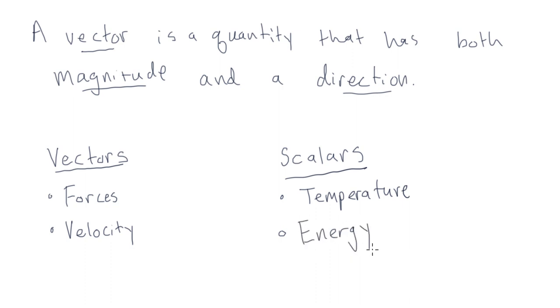So if I have an object, a ball or something like that, then it's going to have a certain amount of energy, whether that's in the form of kinetic or potential, but the quantity of energy it has nothing to do with any direction. So that would be a scalar quantity.